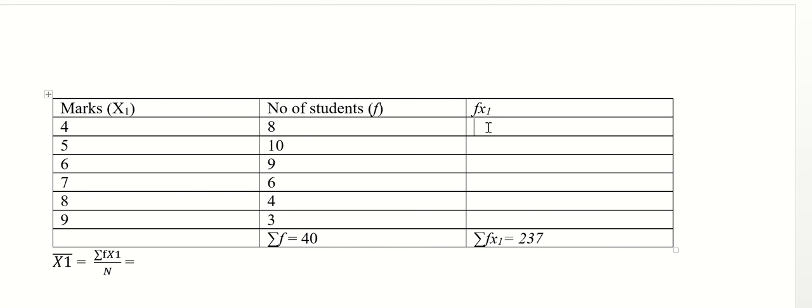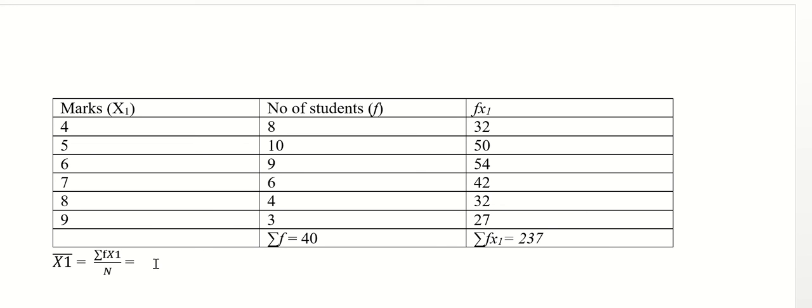So 4 8s are 32, then 5 10s are 50, 6 9s are 54, 7 into 6 is 42, then 8 4s are 32, and 9 3s are 27. So we have calculated fx; the summation of fx is 237, which I have already calculated. Now I will just put in the value.